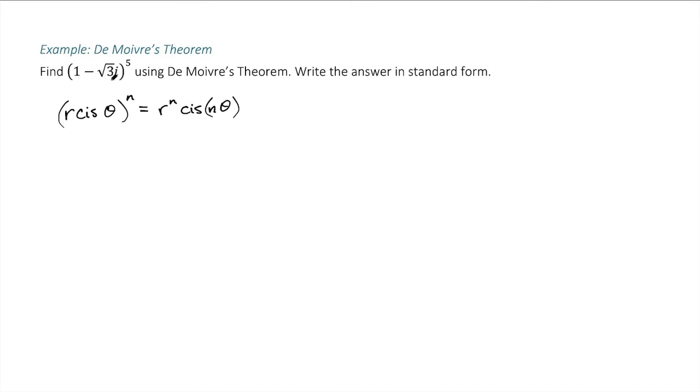So I'll start by just actually drawing the complex number. That should help us a little bit. 1 minus root 3i, so 1 and then down to root 3. So we've got a number down here. And if we look at this, of course, this is 1 and then negative root 3.